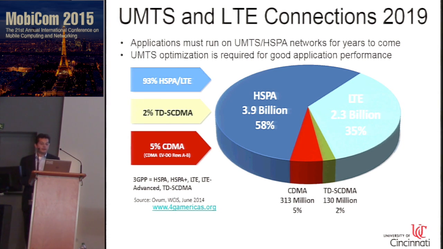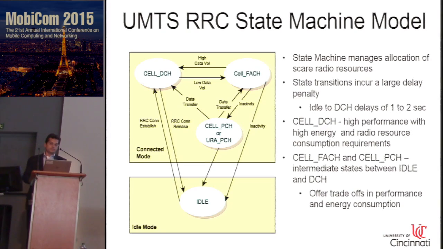Let's begin by taking a look at the UMTS RRC state machine model. The UMTS RRC state machine manages allocation of scarce radio resources among network users. The UMTS model consists of idle, FACH, idle, DCH, FACH, and then the optional PCH states.